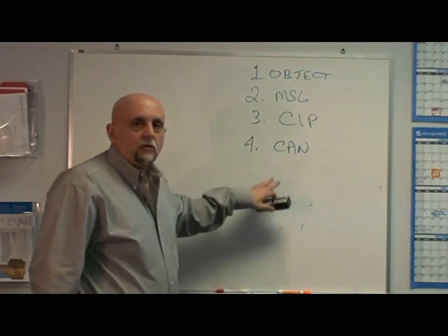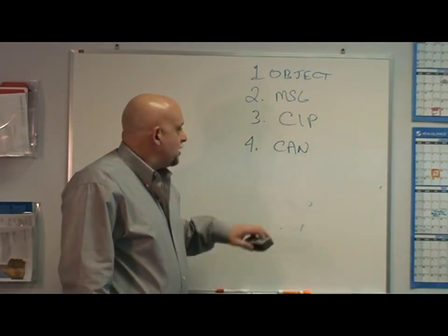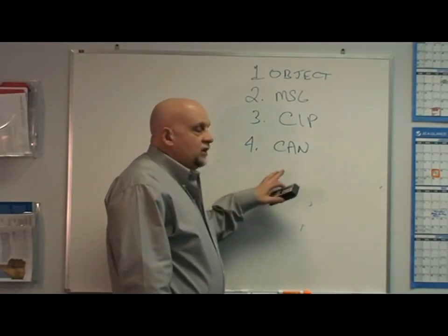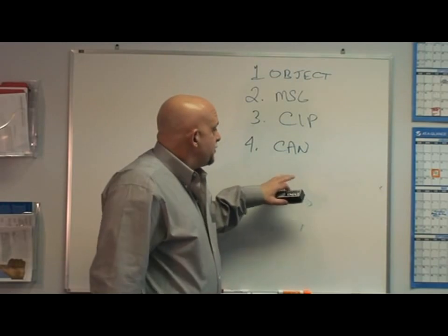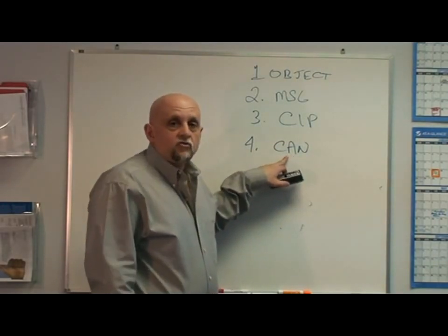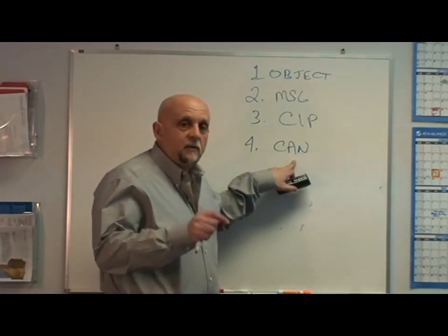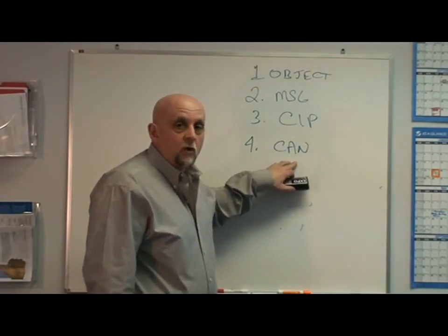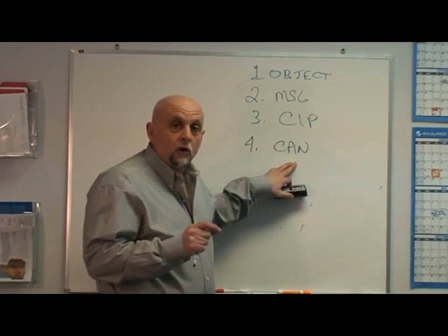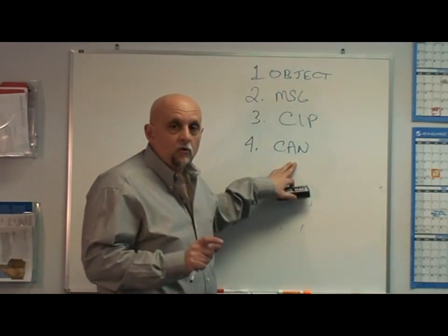So CAN is the physical network that moves data around. Now, the key thing about CAN is when you go to implement a DeviceNet device, there's a bunch of registers that control the timing on this network, and that timing has to be absolutely precise. If you get those registers wrong, your DeviceNet device will work kind of. It'll work most of the time.